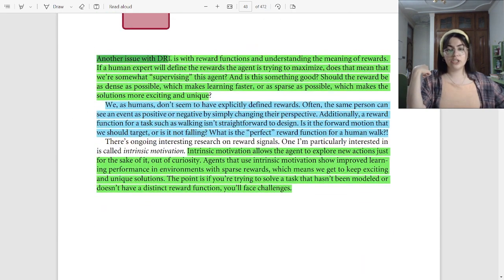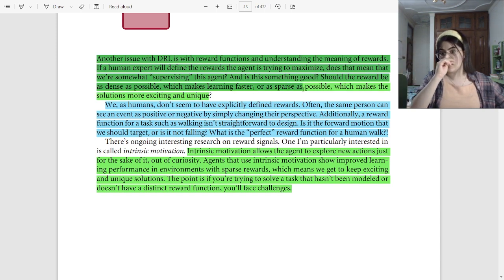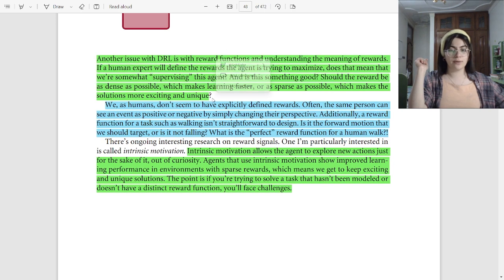And then it mentions another issue with RL, which is with reward functions and understanding the meaning of rewards. If a human expert will define the rewards the agent is trying to maximize, does that mean that we are somewhat supervising the agent? And is it something good? Should the reward be as dense as possible, which makes learning faster, or as sparse as possible, which makes the solution more exciting and unique? And this is also an important thing, like designing a reward function to be good is a challenge in reinforcement learning and in inverse reinforcement learning as well.